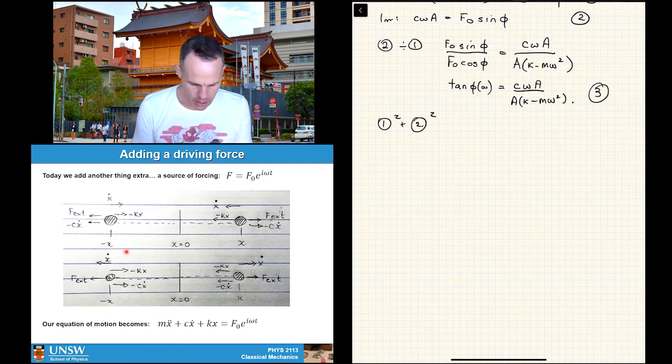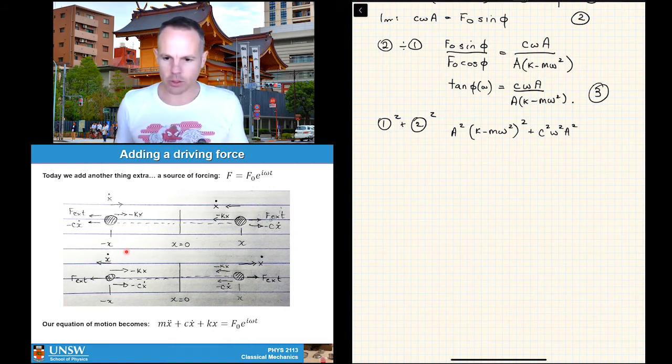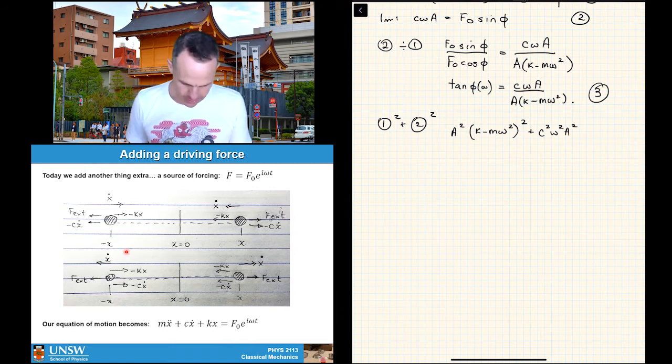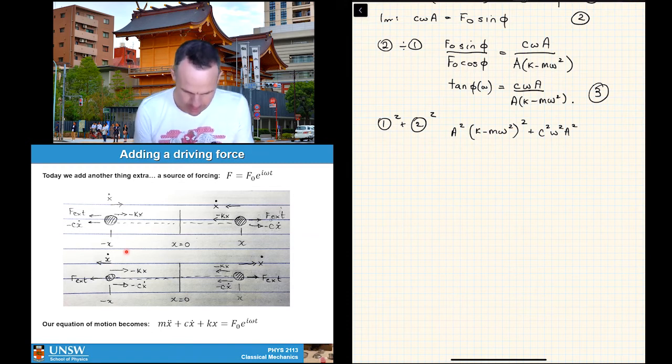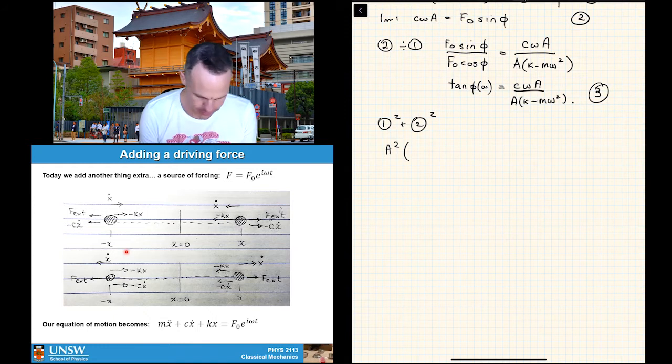So this will be a squared k minus m omega squared plus c squared omega squared a squared. And I obviously wasn't very smart here because I started writing too far over to the right and I've run out of room. So let me scrub this and do this again, just so I can keep things neat on the slides. So we've got a squared k minus m omega squared plus c squared omega squared a squared.